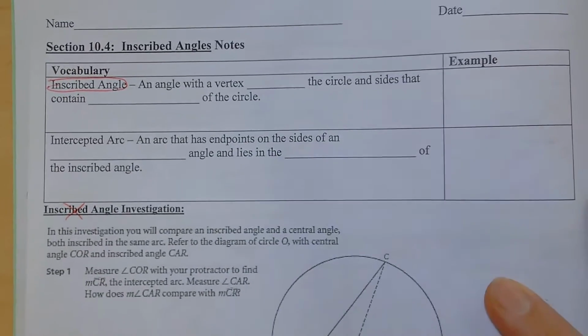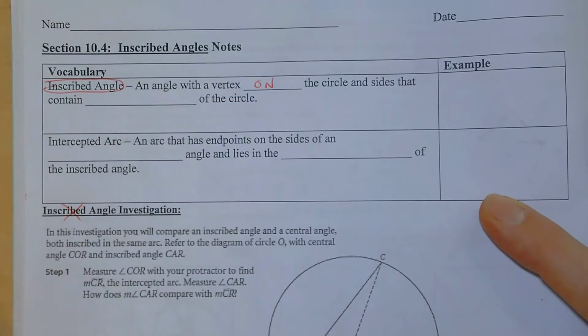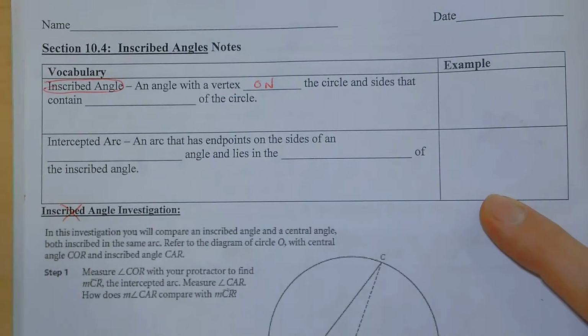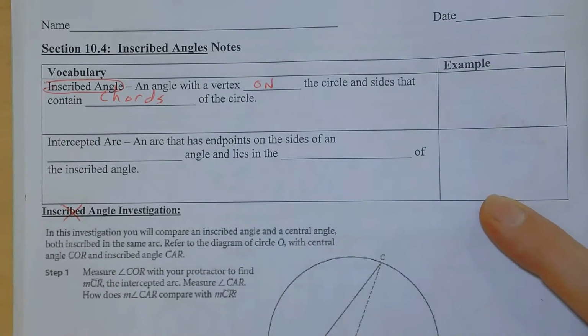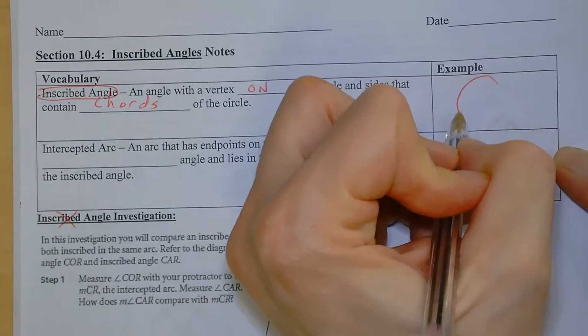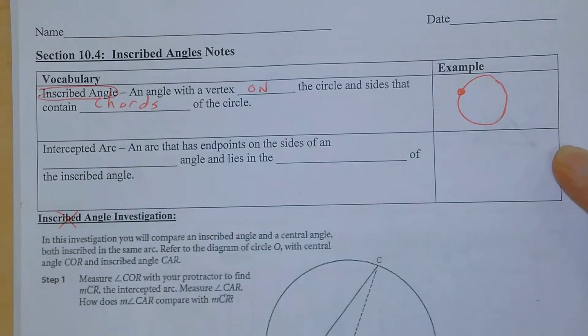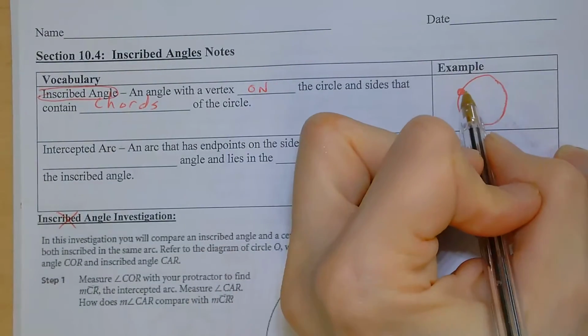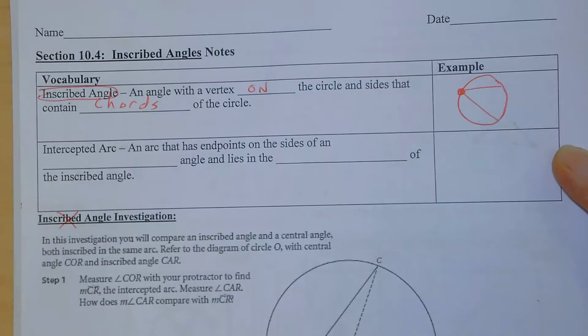An inscribed angle is an angle with a vertex on the circle and sides that contain chords of the circle. I've got to show you what this looks like. Over to the side, you're going to draw a circle. You're going to put the vertex on the circle instead of at the center, and then you're going to make two chords. That is an inscribed angle.